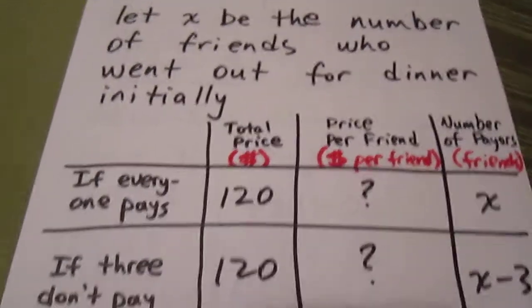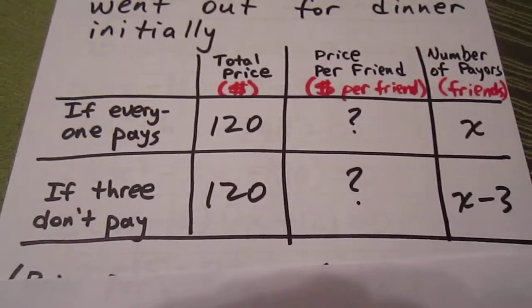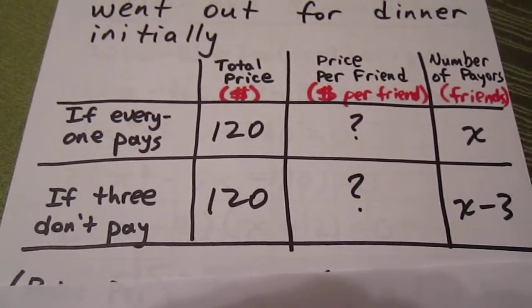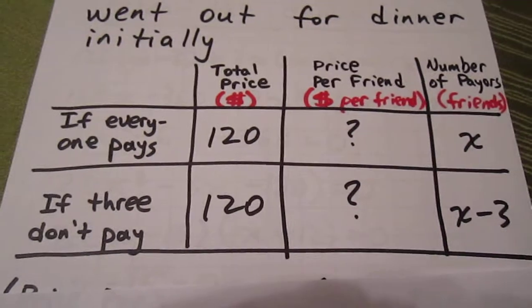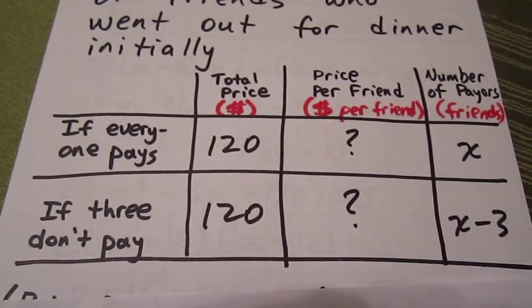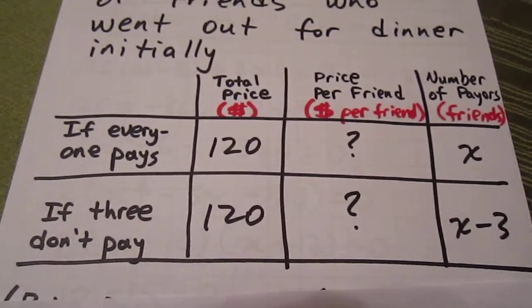And we will consider our 2 scenarios, one being if everyone paid and one being if 3 don't pay. Then we'll consider the value for each variable under each of the scenarios.